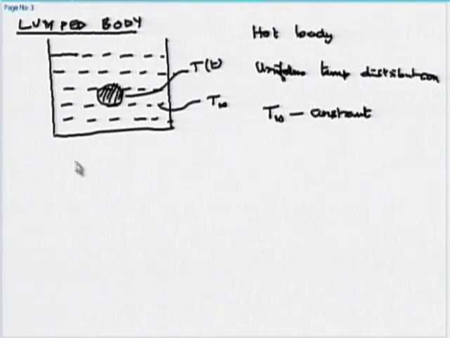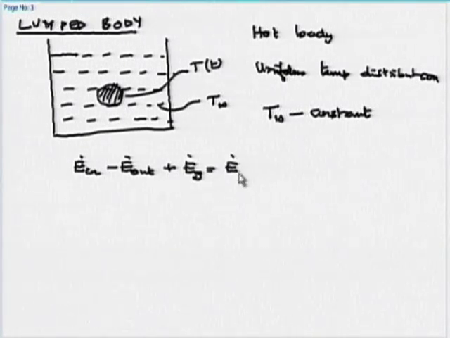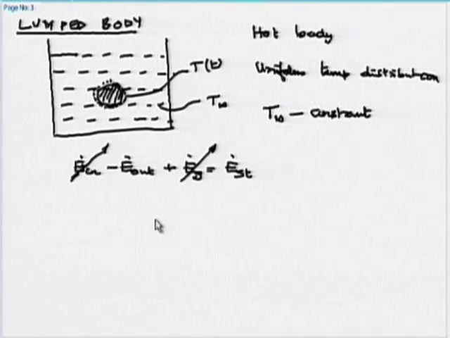If I apply the conservation of energy, that is E dot in minus E dot out plus E dot g is equal to E dot st. If I take my hot body as the control volume, what is happening? Is there anything getting in? No, there is no energy transfer into the body, because the body is already hot. So, E dot in is 0. Now, E dot g, there is no generation inside the body. I have somehow heated it earlier and now dumped it into the cold water. So, E dot g is also 0.